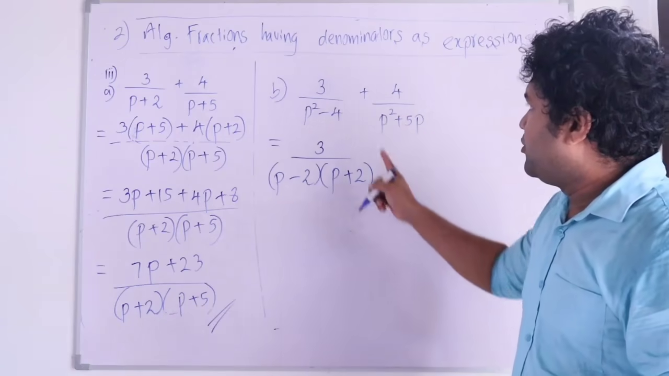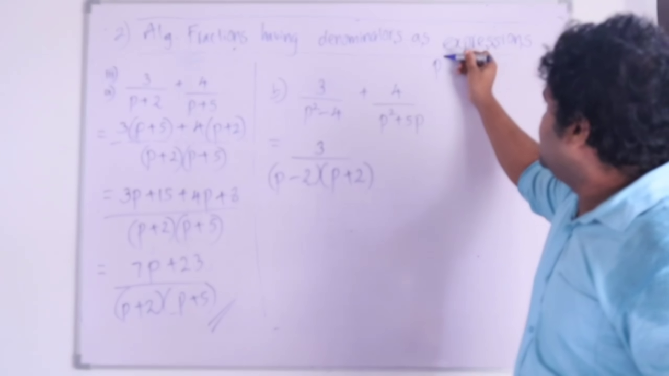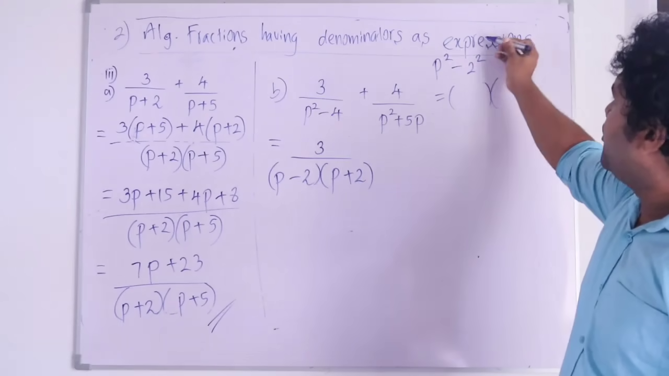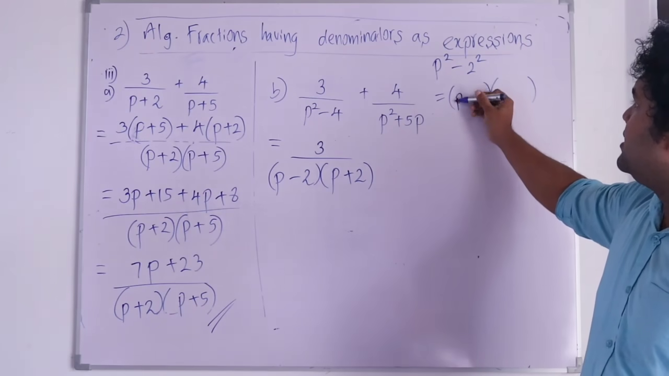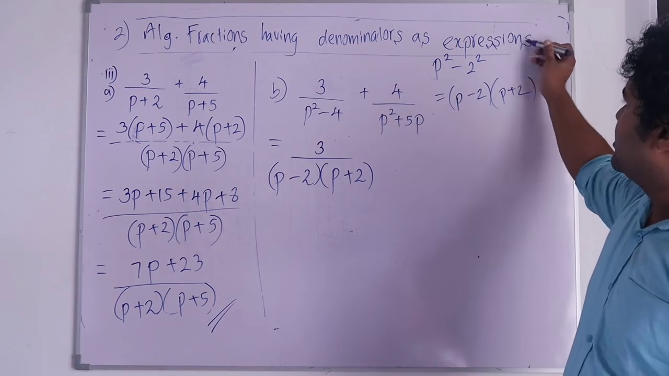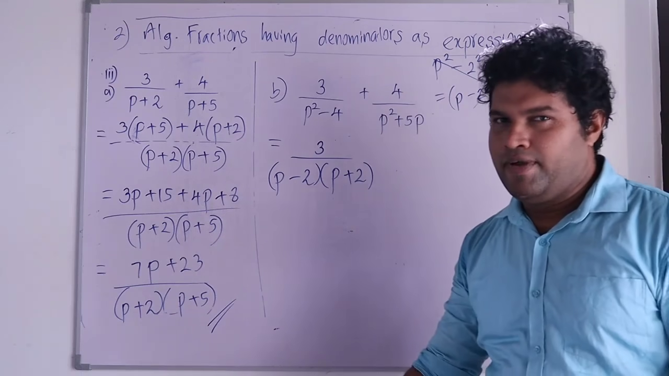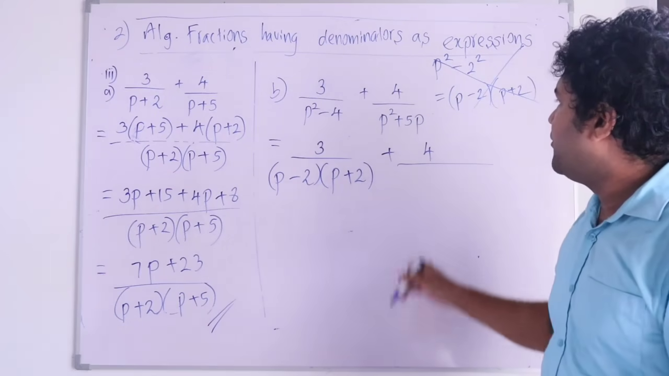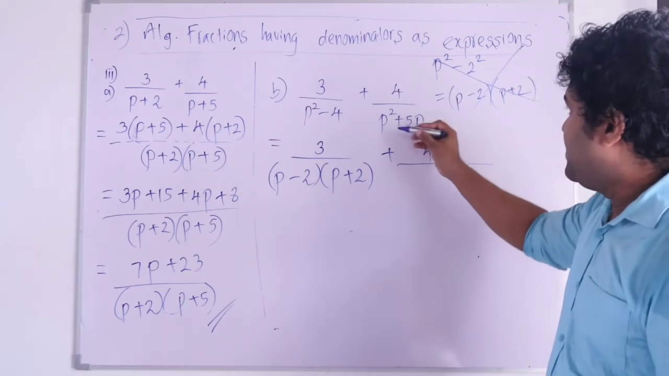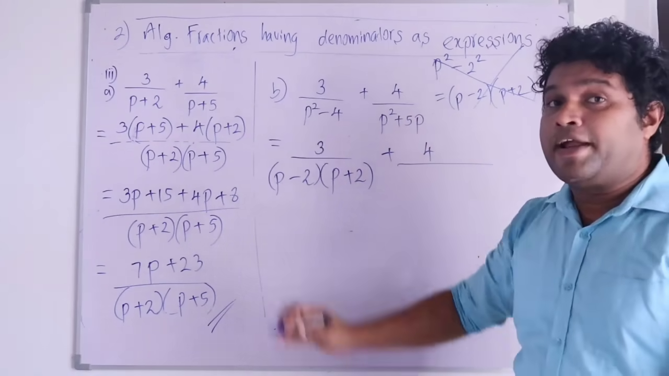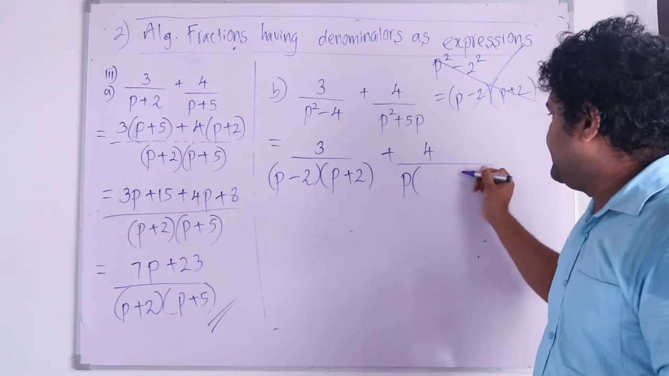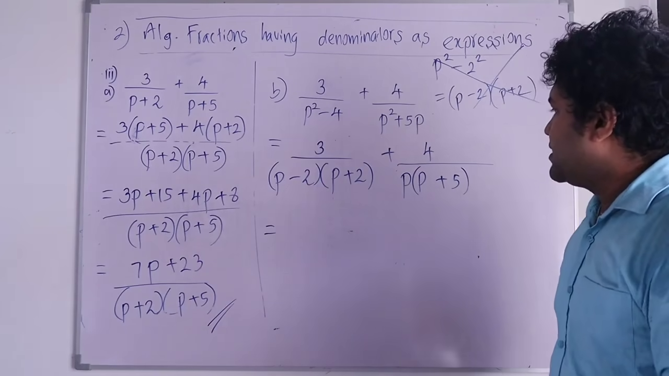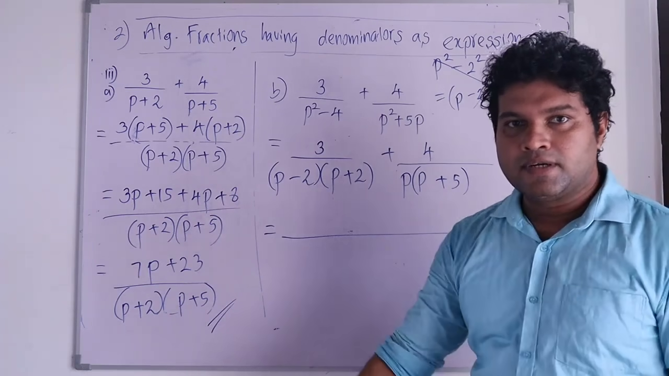Right? Right, if you are not okay with what I have written, then you better change it like this. Instead of 4, I have written 2 square. Now you will see p minus 2, p plus 2. Right? No need to write somewhere else, but I wrote. Okay, 4 is 4. Now, what's the common denominator? P square plus 5p will be, common factor. P is a common factor and p plus 5. Right? Tell me, what's the common denominator?